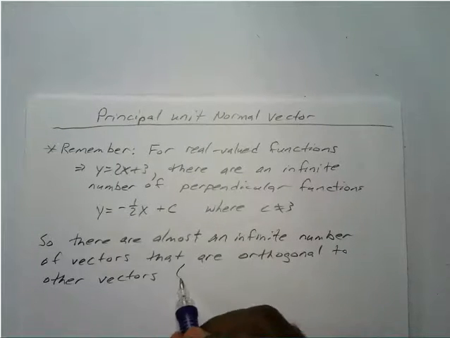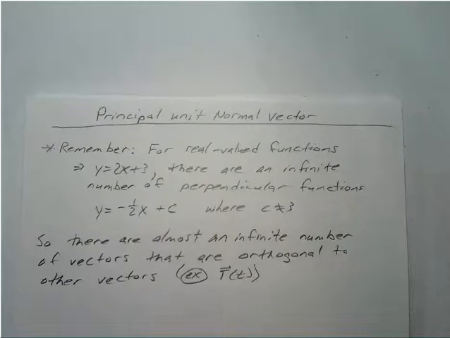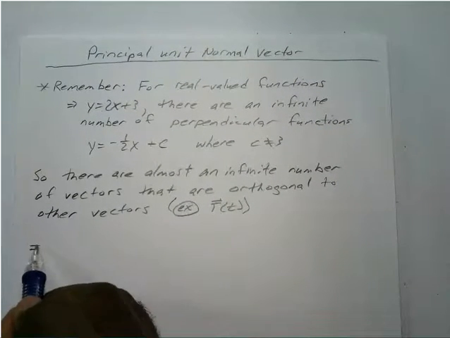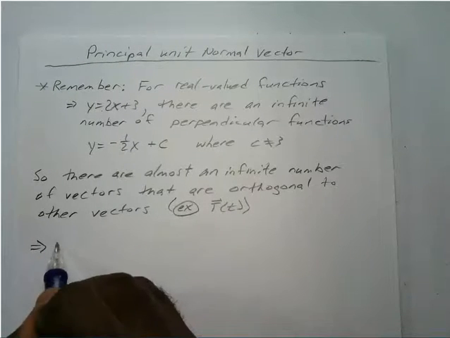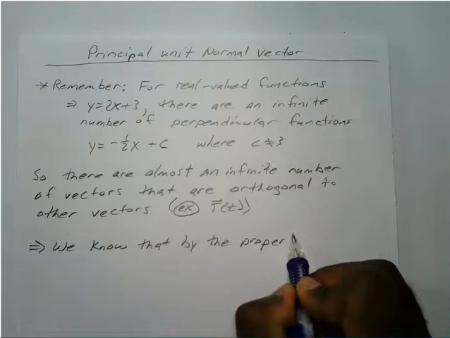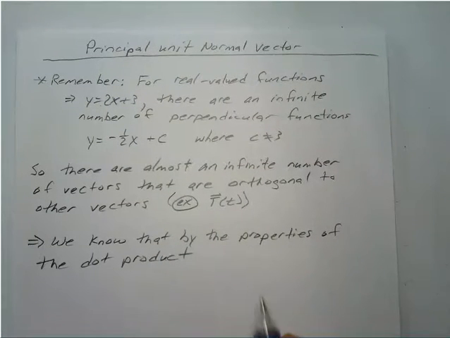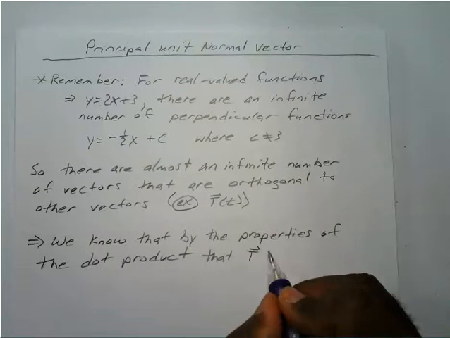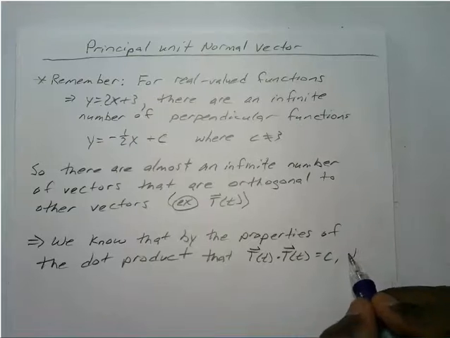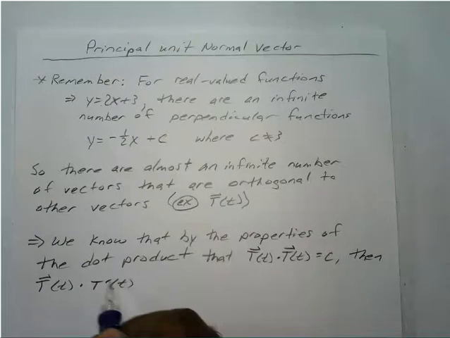Now for us, we're going to look closely at our unit tangent vector. To do that, we're going to go back to our properties of the dot product. We know by the properties of the dot product that if the dot product of a vector with itself equals a constant, then the dot product of that vector and its derivative is going to equal zero.